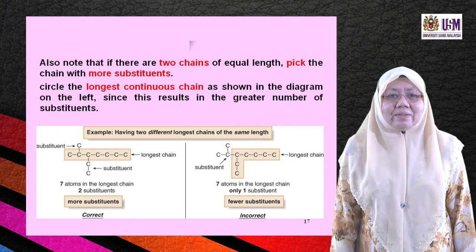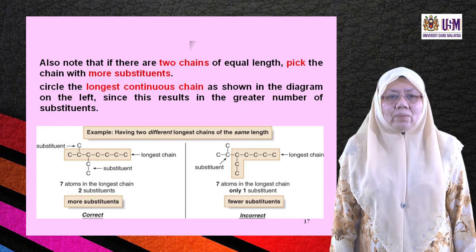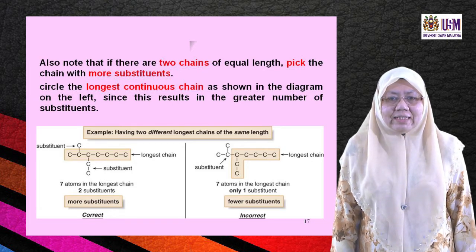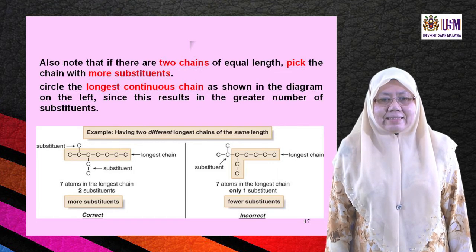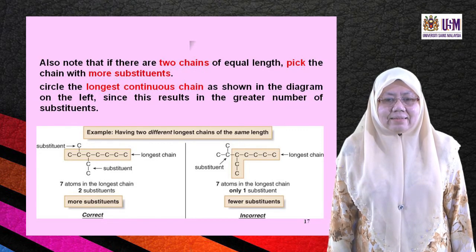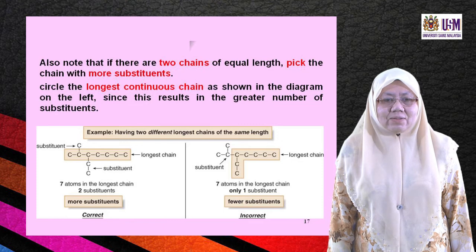In this example, note that there are two chains of equal length. So we pick the chain with the more substituents. Circle the longest continuous chain as shown in the diagram on the left. This results in the greater number of substituents, a methyl and an ethyl. On the right, the substituent is just an isopropyl. So the correct one is the one that has 7 atoms in the longest chain and 2 substituents.